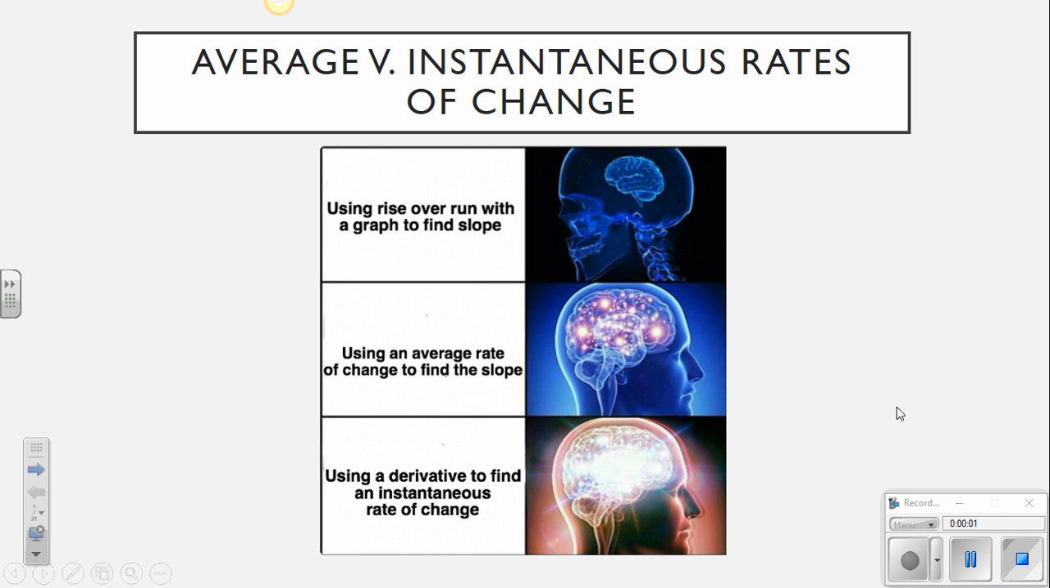All right, so we're going to talk about average versus instantaneous rate of change today. We're going to really highlight the difference between what you've been doing in algebra up until now, and we're going to add this new derivative aspect into rates of change. That's going to give us what's called the instantaneous rate of change.